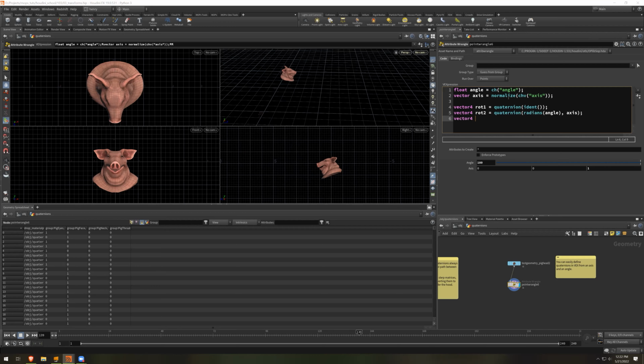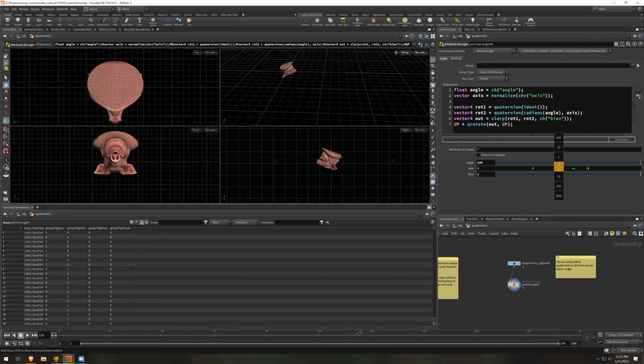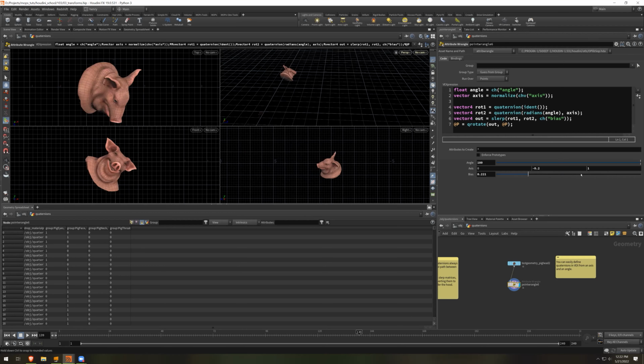And then the out vector 4, the out quaternion, is again, I'm going to slerp between these two. So rot 1, rot 2, and then the bias channel. And then, as I did before, I'm going to qrotate P by my out quaternion. And then let's create that bias channel. And now if I do this, I'm doing a full rotation of 180 degrees around Z, and I can cleanly blend between this. And if I change the axis or whatever, it doesn't care. It will always find the smoothest path between any two orientations that I define. And that's the magic of quaternions.